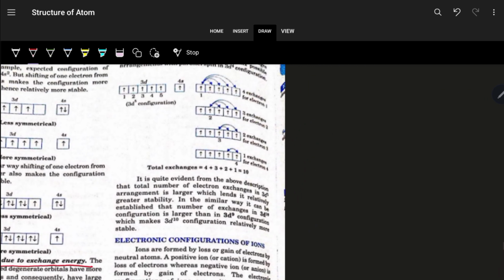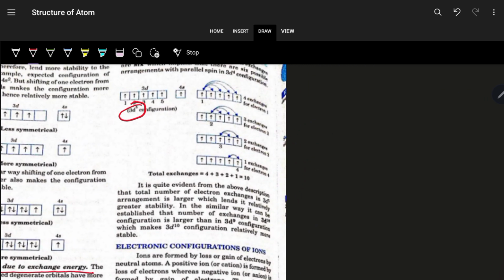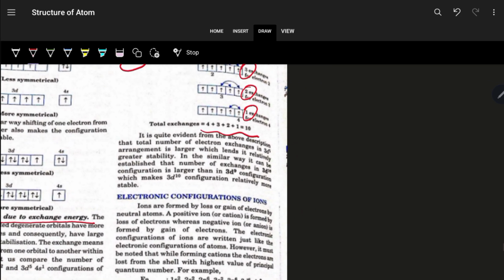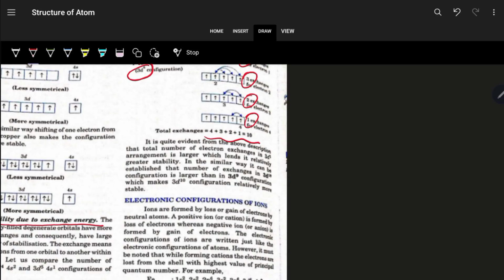But when you are seeing over here a d5 configuration, 4 exchanges, 3 exchanges, 2 exchanges, 1 exchange, in total it is 10. So greater is the number of possible exchanges, greater is the exchange energy associated with it. And lesser is the energy, that much of energy is liberated. Lowering the energy means increasing the stability. See, total number of electron exchanges is larger, which leads to relatively greater stability.